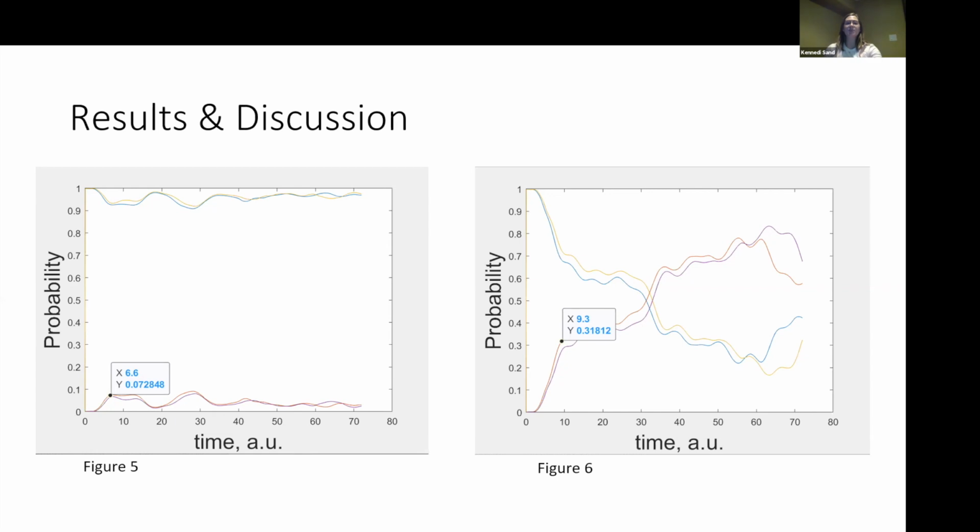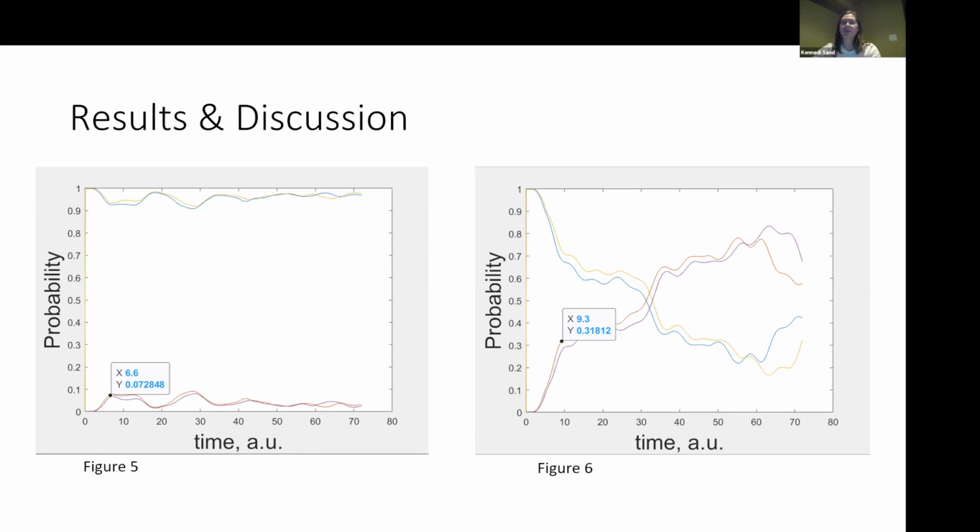So these lines represent the probability of finding the electron at the left or the right side of the simulation cell. The lines that are starting at 1 represent the probability of finding the electron on the left, and the lines that are starting at value 0 represent the probability of finding the electron on the right. So as the wave function distributes from the left to the right, we get the graphs that are pictured here.